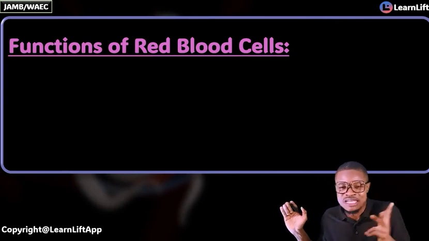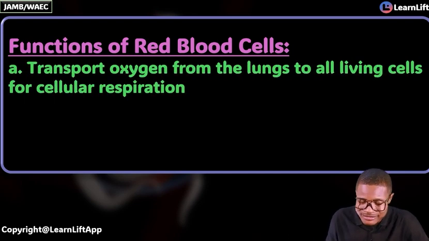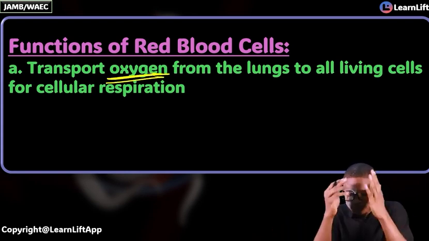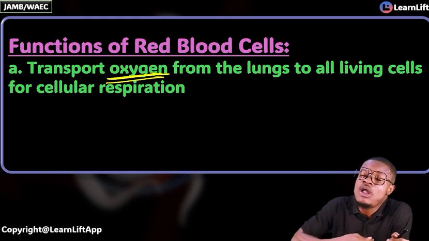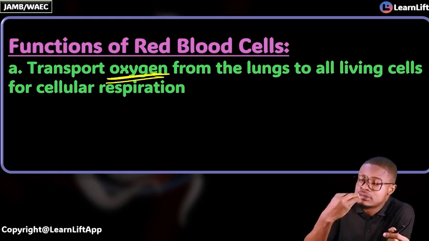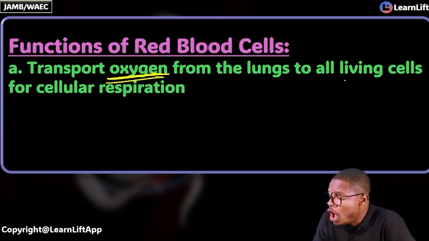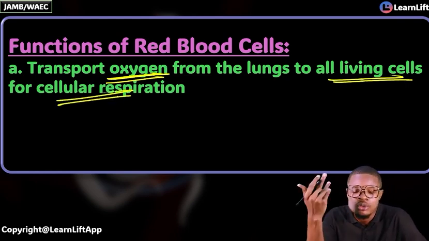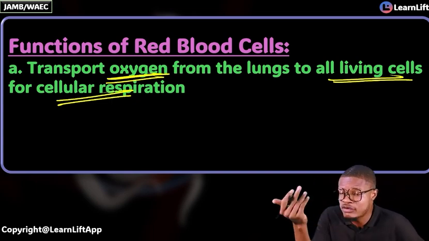What are the functions of red blood cells? I'll give you 2 functions. Number 1, don't forget that your RBCs transport oxygen. They have the affinity because of the hemoglobin, right? So they transport oxygen from where? Picture it first. If red blood cells want to carry oxygen, where would they carry it from? From the lungs, right? You inhale oxygen. So they will pick the oxygen from the lungs and then move it to all living cells of the body for cellular respiration. Do you see it now? So what is the function of RBC? Number 1, they transport oxygen from the lungs to all living cells of the body for respiration.